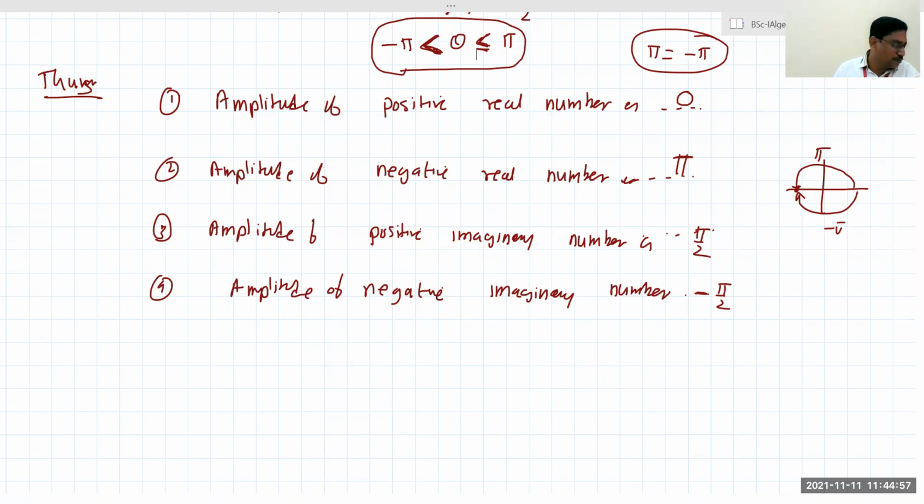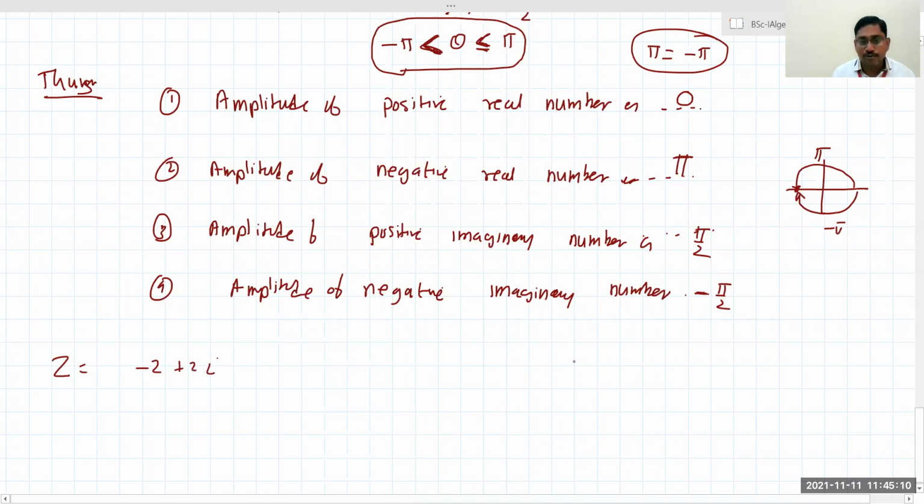Okay, for the following example, we need to calculate theta and r. Just I will put find theta and r for this. If z is minus 2 plus 2i, you can just locate the position of this number. Which quadrant does it lie in? Y is positive and x is negative. This position is minus 2 comma 2. X is negative and y is positive. Second quadrant. In this quadrant it lies.